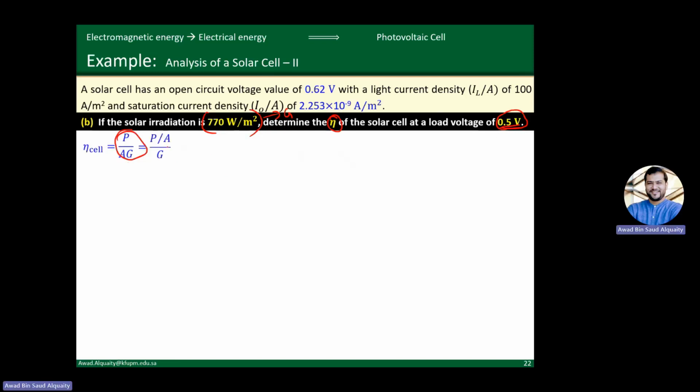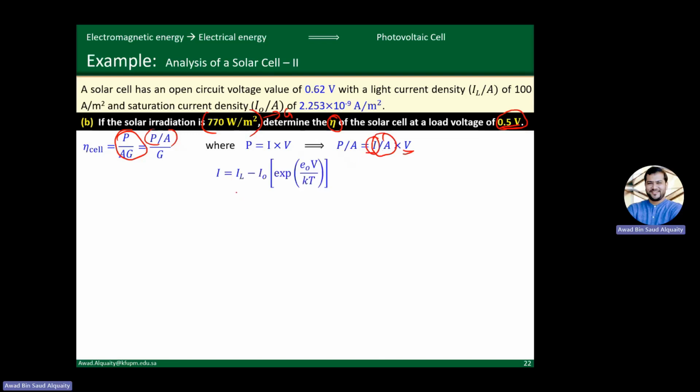I could also write it as the power flux, or power per unit area for the solar cell, divided by the solar flux, G, right? Now, P, as we know, is current times voltage, or P by A is simply current density times the voltage. I'm writing here current density because current density has been provided to us, right? Light current density and saturation current density, although not this current density.